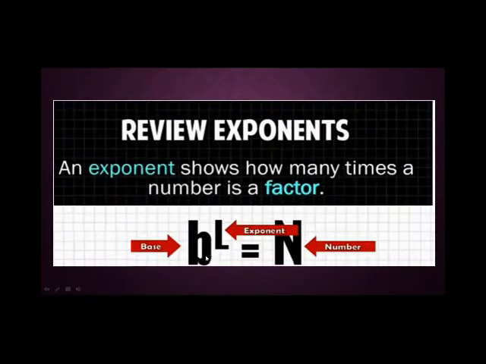If we write it in a way that b to the power l is equal to n, b is base here, l is exponent here. B to the power l is equal to n. Whatever b to the power l is equal to n, here l is the exponent. An exponent shows how many times a number is a factor.